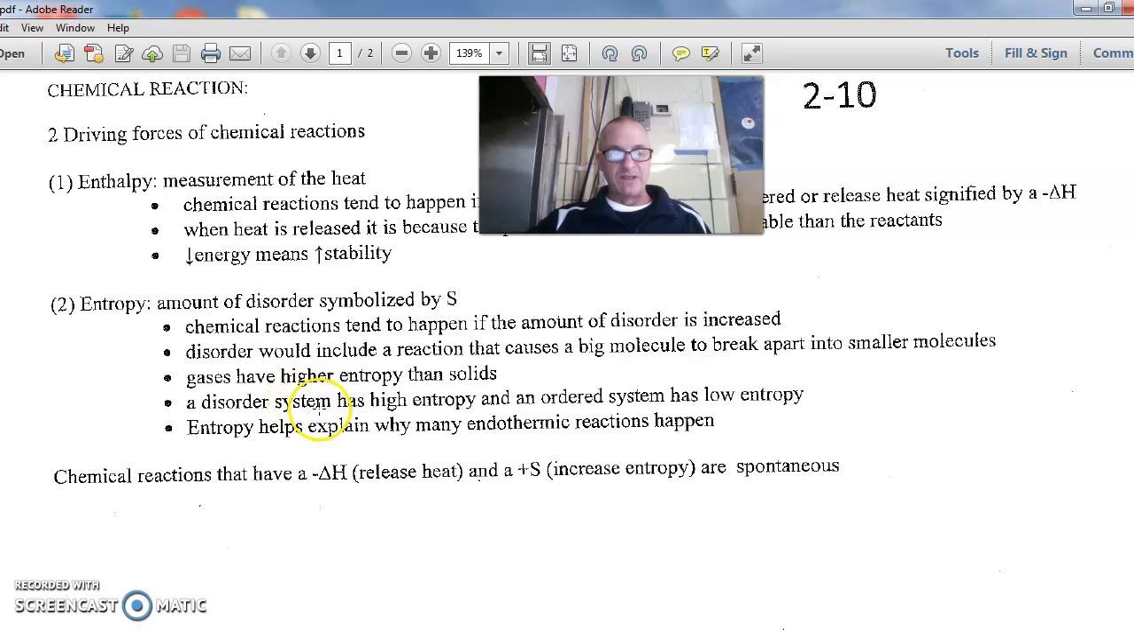A disordered system is said to have high entropy. Ordered systems have low entropy. Chemical reactions happen when they increase entropy. So if a chemical reaction causes disorder, that's a reaction that will tend to want to happen. So reactions where big molecules fall apart into smaller ones would tend to happen. Chemical reactions that start with solids and end up making liquids or gases would increase the entropy. So the two forces are this, enthalpy and entropy.